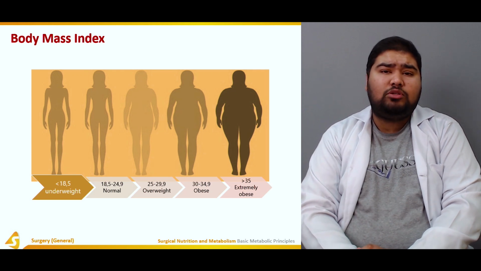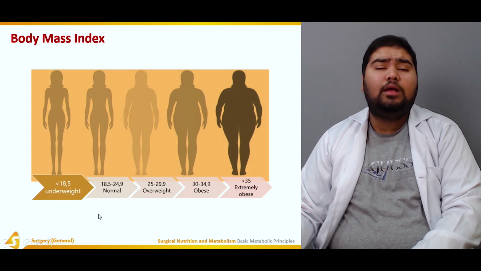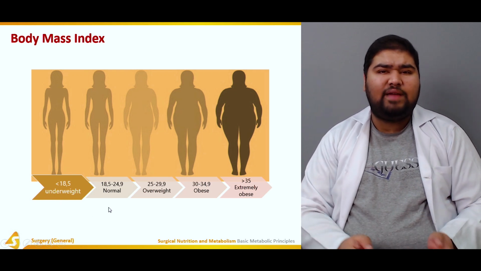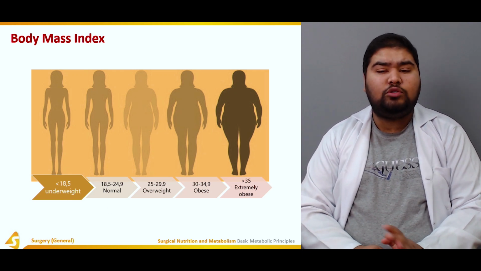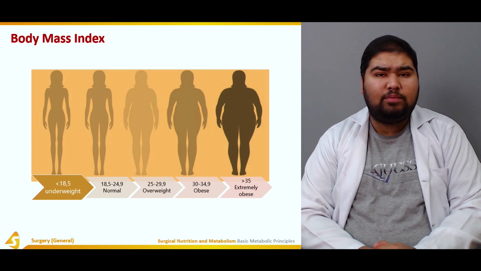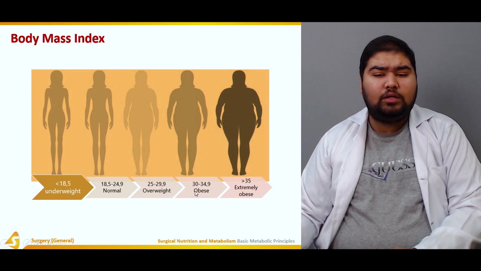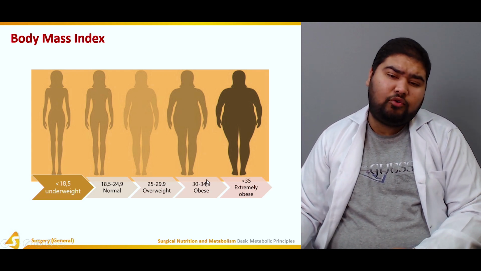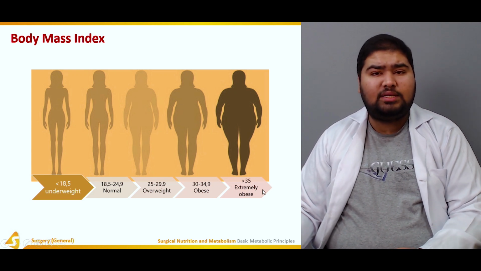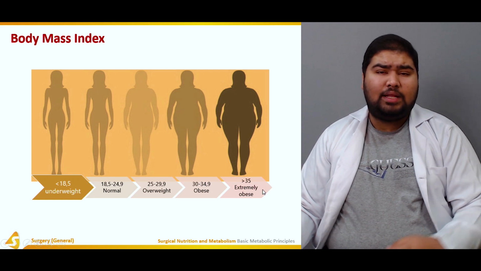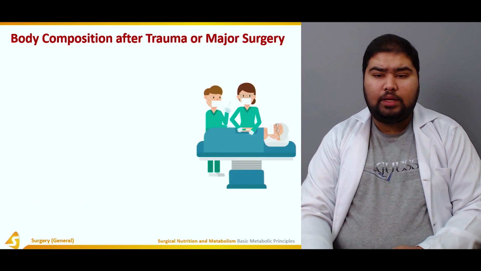So if the figure comes out to be less than 18.5, this is known as an underweight individual. A figure between 18.5 and 24.9 is a normal individual. Now between 25 and 29.9, we have an overweight individual. Now, moving to 30 to 34.9, we have an obese individual, and more than 35 is extremely obese. There are categories of obesity as well that would be taken up separately.